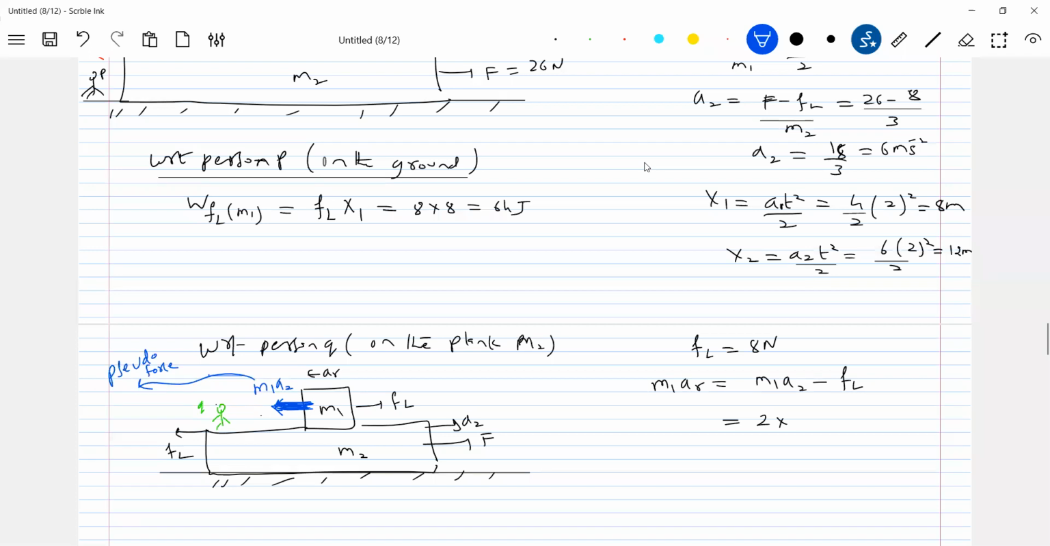I'm just asking you to imagine you are on the plank and you are looking at the block. Then what do you see? The friction FL is acting, then the pseudo force. Check the value of M1A2. A2 is how much? 6, so 12 minus FL, which is 8. So the net is 4 and M1 is 2. What is the direction of this? Towards left. So person Q, what would be the comment? The block M1 is moving towards left. So does friction do positive or negative work?